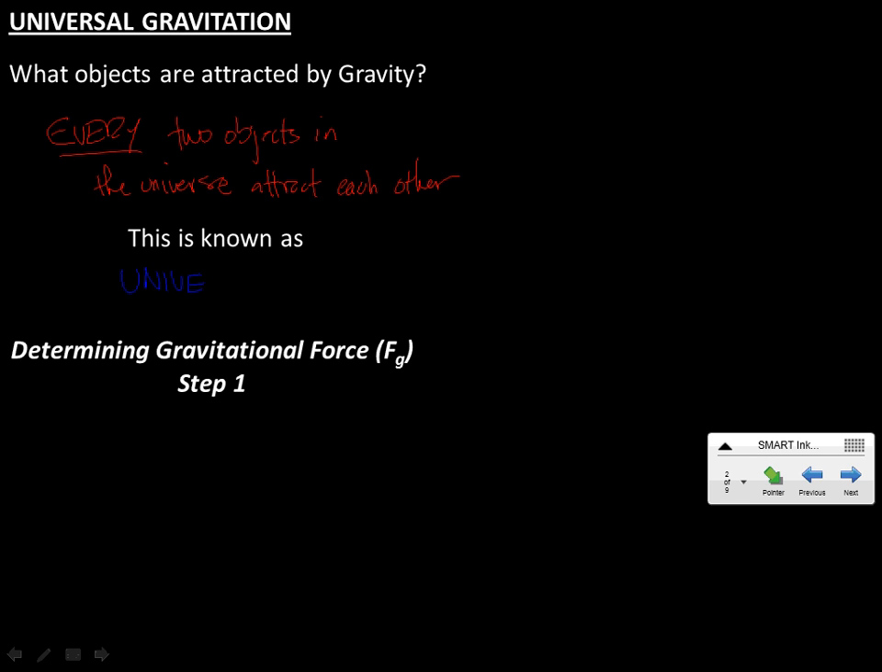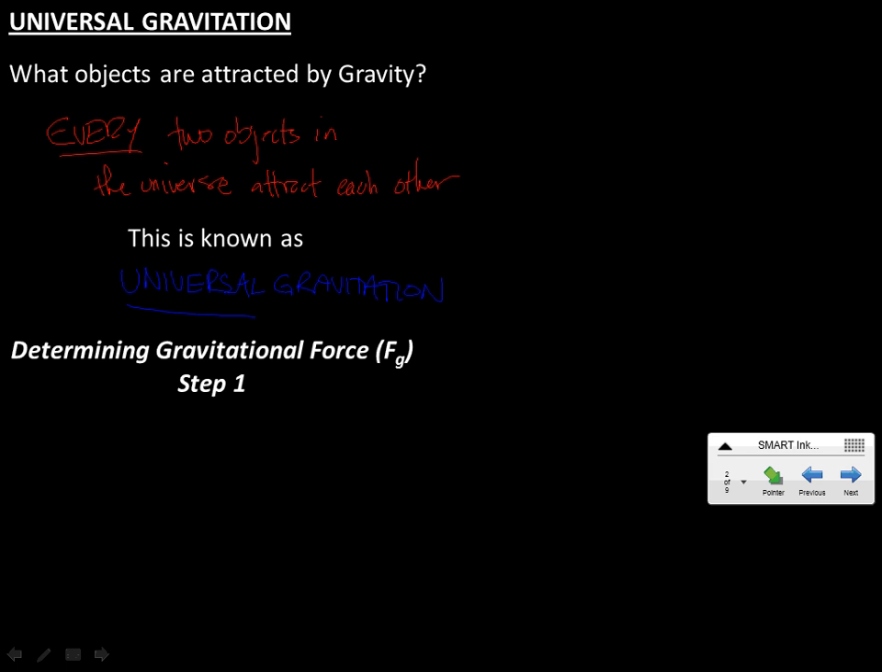Universal gravitation. Everything attracts everything else. I mean, really, literally. Every object in the universe right now is pulling on you. No matter where you are, no matter where I am, I am attracting you with a gravitational force, right?